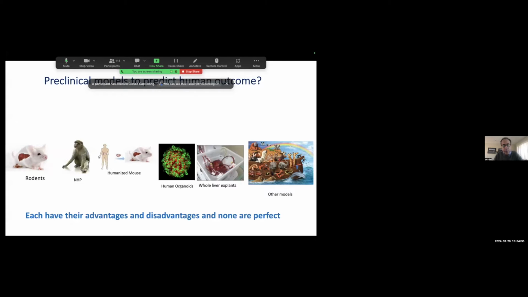There's a humanized mouse liver model for one that we've used. People have used human organoids, now even whole liver explants. And to really test it, if we were back in biblical times, we could have used Noah's Ark and at least got an n=2 for each species.